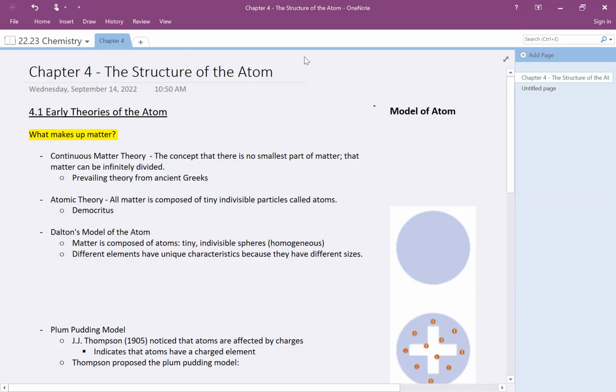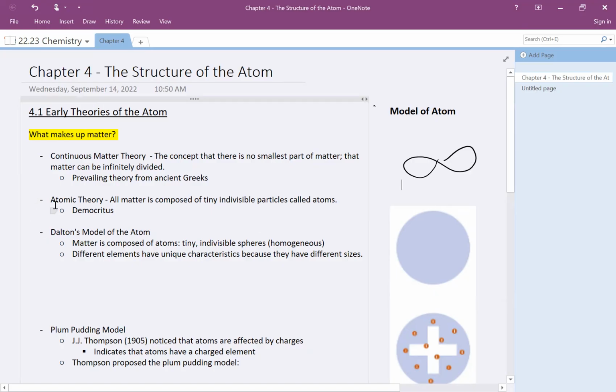And this was what was considered scientifically relevant for all of ancient Greek history, Roman history, the Middle Ages, all the way up to the 1800s. And so I have on the right-hand side here what the model of the atom is going to look like. For continuous matter theory, I'm actually just going to draw an infinity sign. That means matter never has a smallest particle. You can go smaller and smaller with no limit.